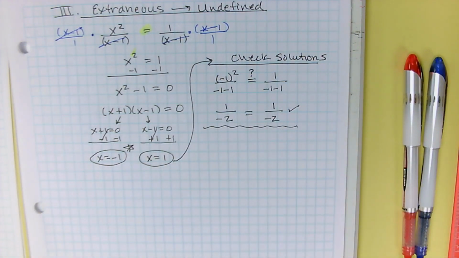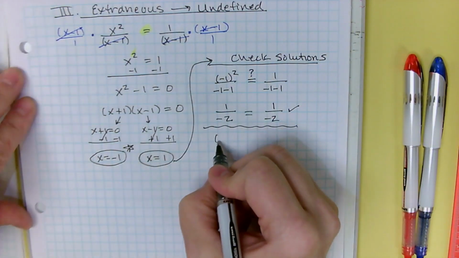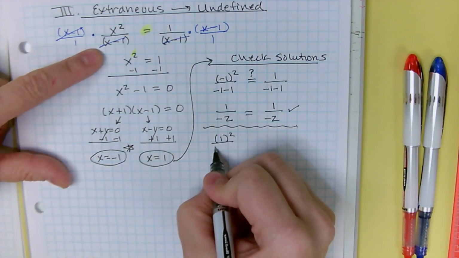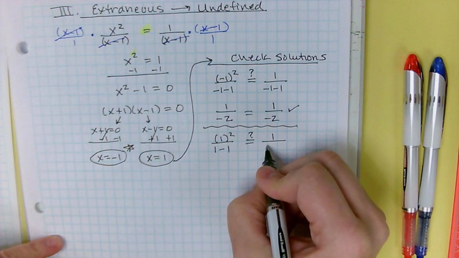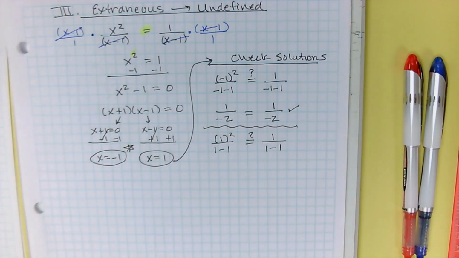Now we're going to do the same thing with the positive 1. So I have positive 1 squared over 1 minus 1. Is that equal to 1 over 1 minus 1?